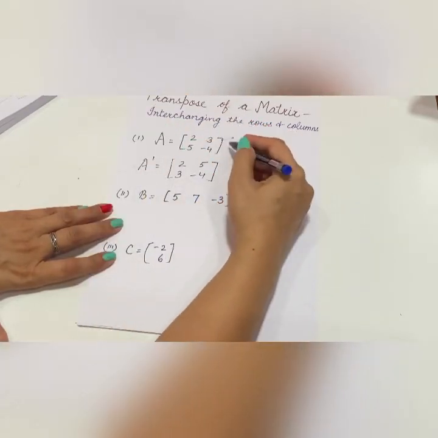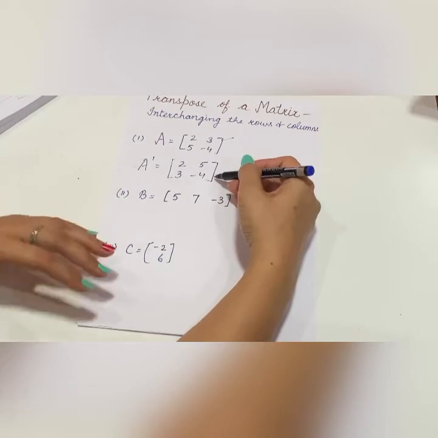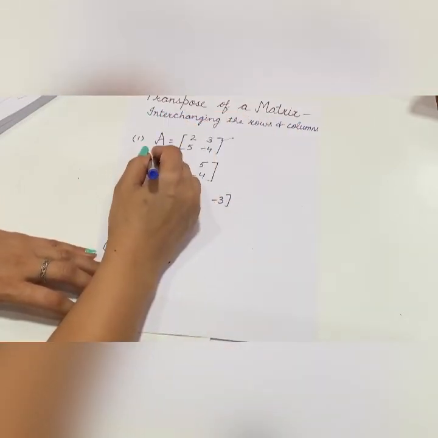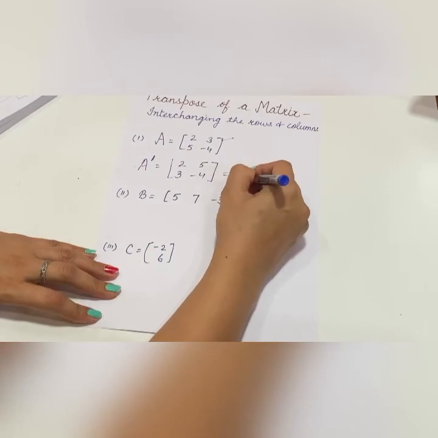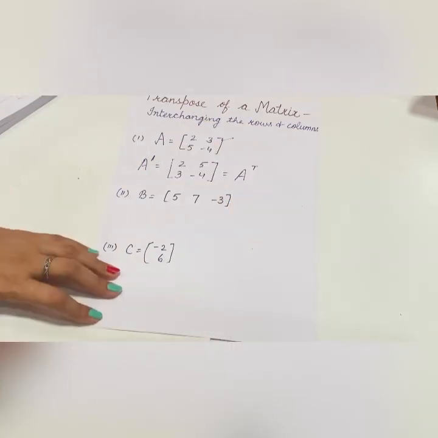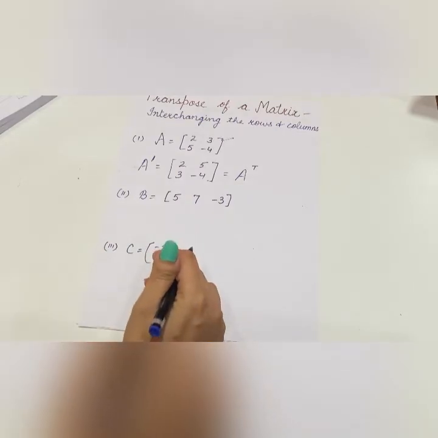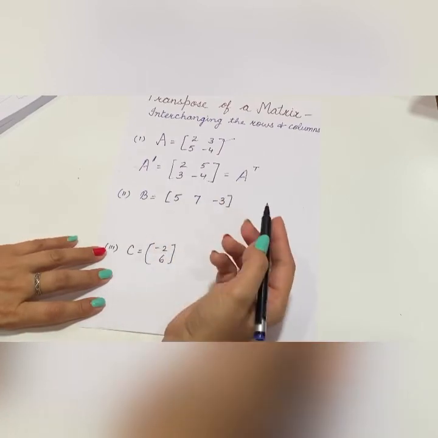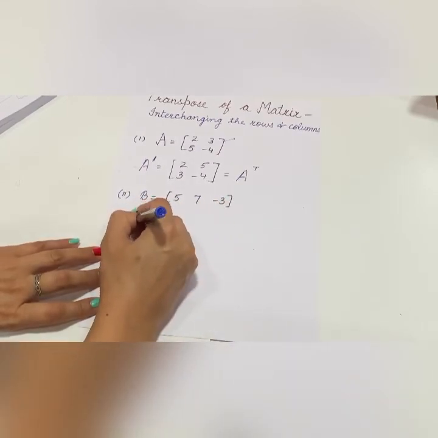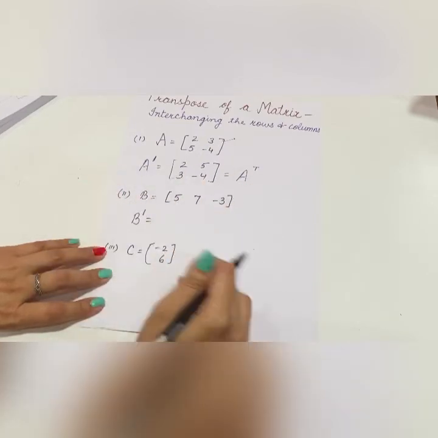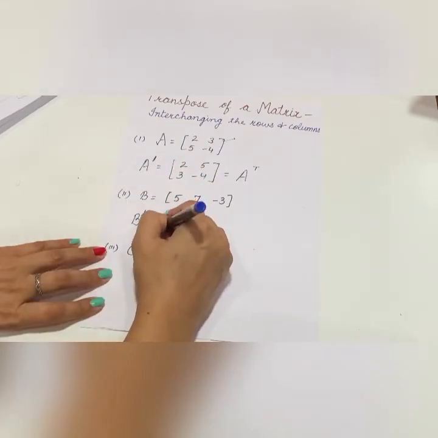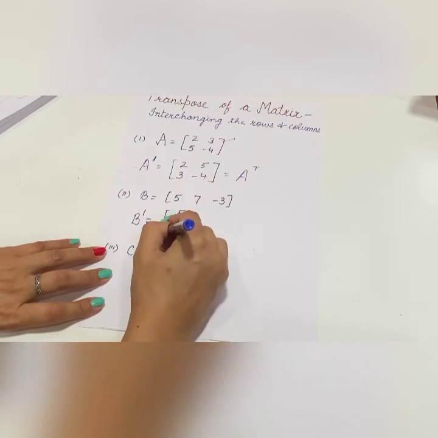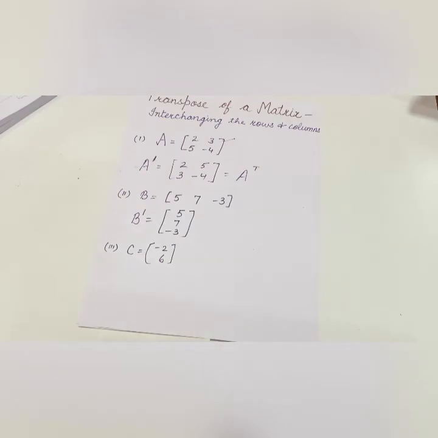The rows of the matrix are the columns in the transpose of the matrix. It is represented by this symbol, or sometimes it is also written as A with superscript T. So it represents the transpose of a matrix. Second example, B is [5, 7, -3]. Now if we have to find the transpose of this matrix, B transpose, it has only one row. Now this one row will become the column of the matrix. It will be 5, 7 and minus 3. So B transpose, the row has become the column of it.